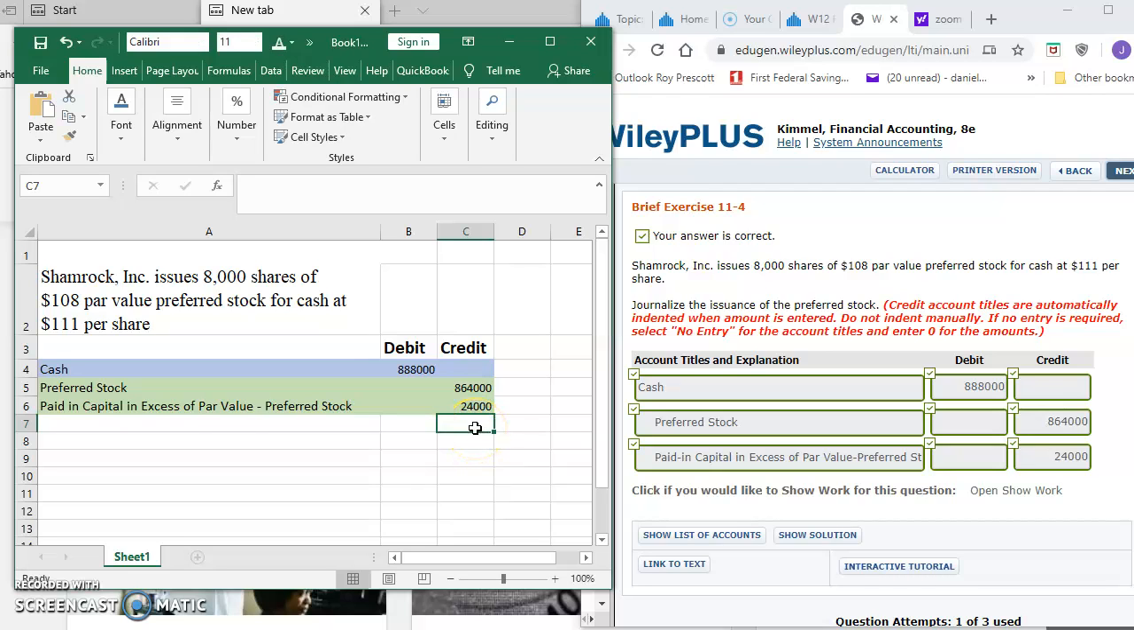If you're concerned about your numbers and making sure that they're correct, if you take and add the paid in capital in excess of par value plus the preferred stock, the sum of that should equal the amount of cash that you debited into the cash account.